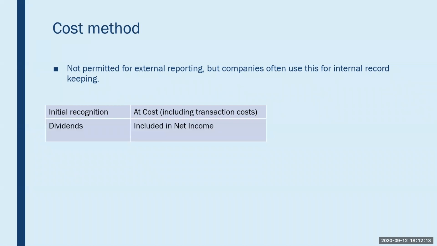However, dividends received from the investee are recorded as income. Under net income, they're recorded as dividend income. This marks a difference between the cost method and the equity method, because under the equity method, you'd recall that dividends are seen as reducing the investment account.